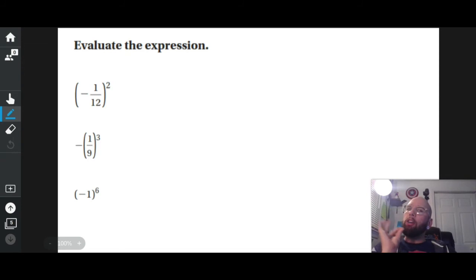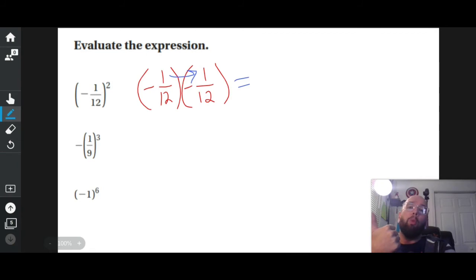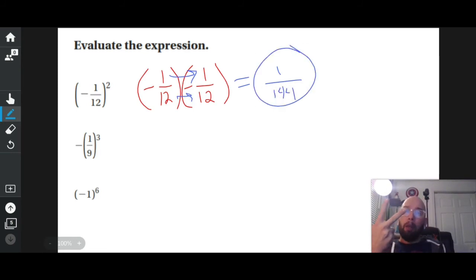What is my squared attached to here? My squared is attached to a parentheses. Living inside the parentheses, I have a negative 1/12 and a negative 1/12 again. There's 3 parts here that I want to make sure of. I have a negative times a negative, which is a positive. I multiply across the numerator. 1 times 1 is 1. And I multiply across the denominator. 12 times 12 is 144. And those are my 3 parts: negative times a negative, then 1 times 1, and then 12 times 12.